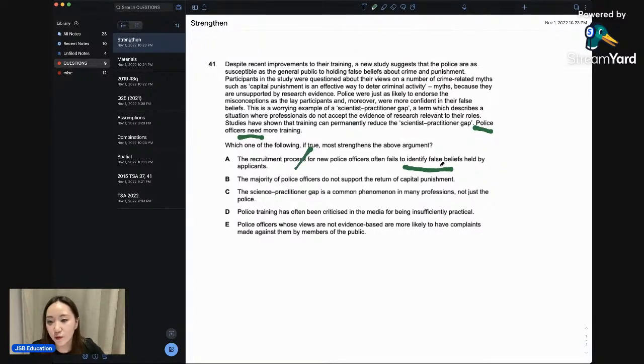The majority of police officers do not support capital punishment. As soon as you see that, that was just a small example given of a myth.